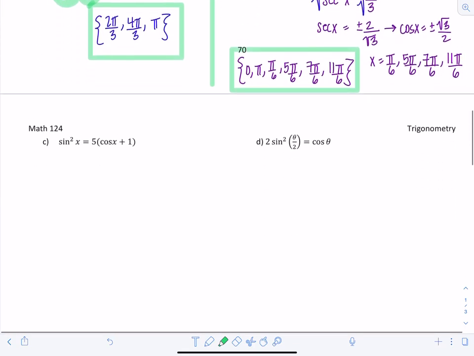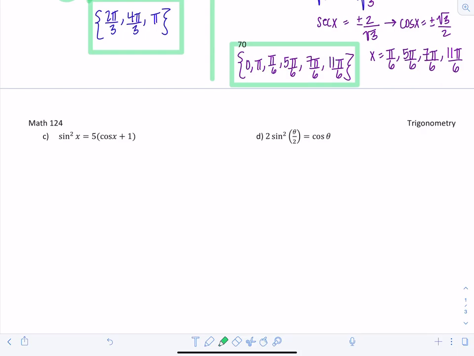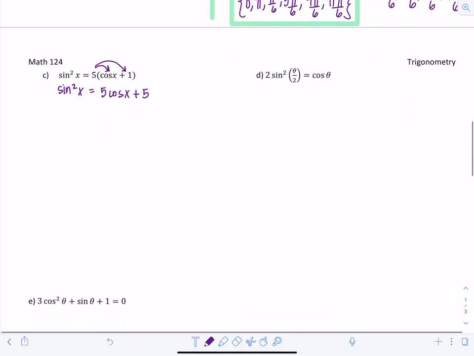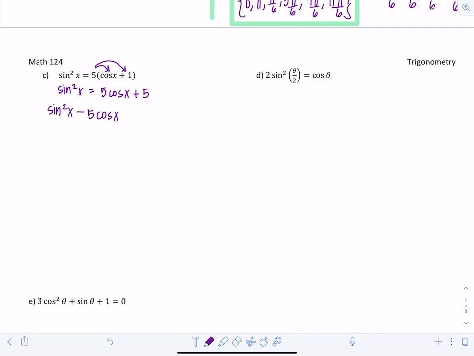Next example, we have sine squared x equals 5 times the quantity cosine x plus 1. So any ideas how to get started? It's a good idea. Let's distribute the 5 on the right-hand side and then set the equation equal to 0. Okay, so we have sine squared x equals 5 cosine x plus 5. And then I'll subtract 5 cosine x and 5. So I have sine squared x minus 5 cosine x minus 5 is equal to 0.